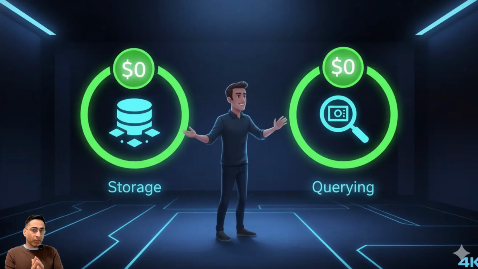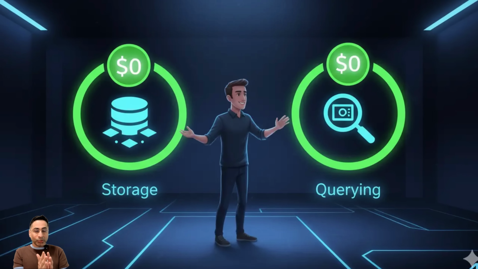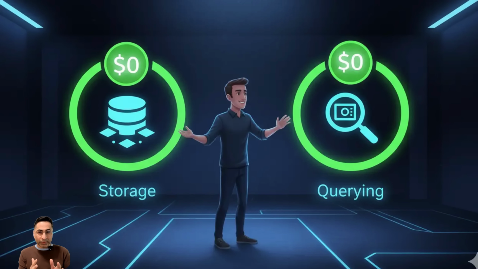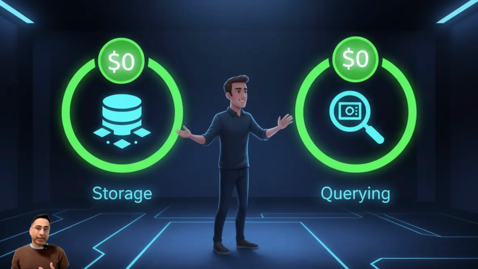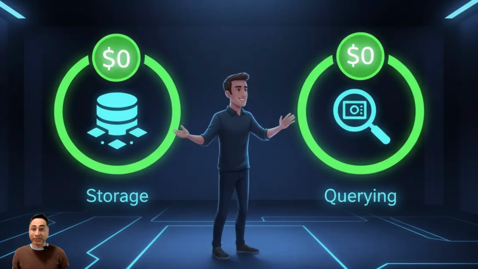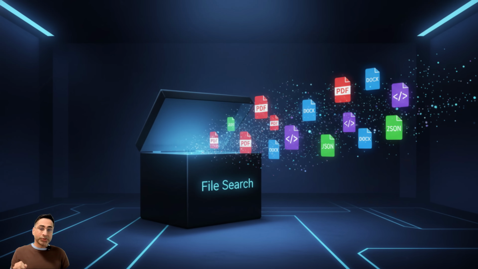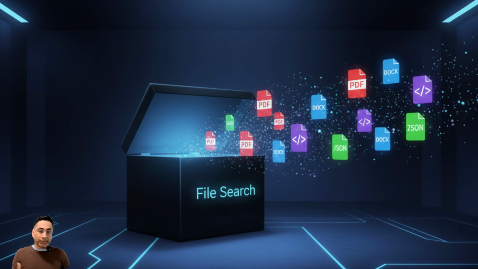Second is the critical one, which is the cost barrier, right? This is very interesting because the data storage is completely free. The creation of the embeddings at query time is also free. You only pay a tiny one-time fee for indexing your files and the standard Gemini rates for the context used in the final answer. And third, you don't sacrifice the power of simplicity. You still get support for dozens of file types out of the box.